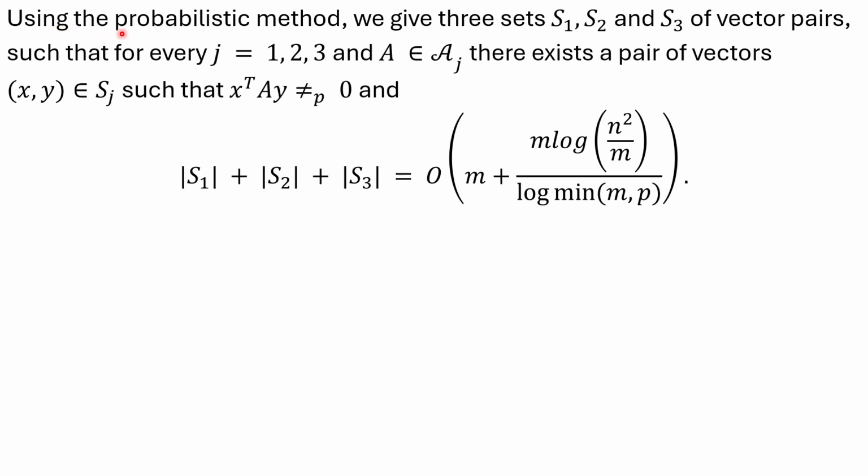Using the probabilistic method, we give three sets, S1, S2, and S3, of vector pairs, such that for every j equal to 1, 2, or 3, and A that is in set Aj, there exists a pair of vectors x, y that belong to Sj such that x transpose Ay is not equal to 0 modulo p. The sizes of all these sets, S1, S2, and S3, are together O of m plus m log n squared divided by m, all divided by log minimum of m and p, which we saw earlier.